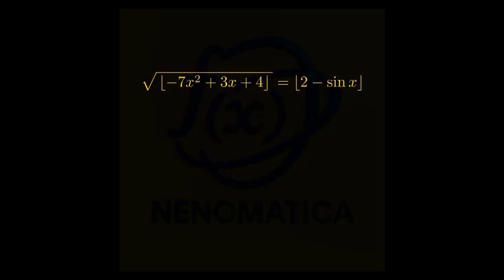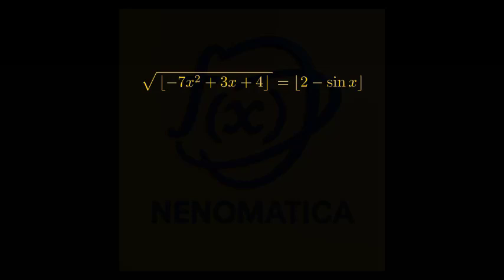In this lesson, we will solve the equation: the square root of the floor of negative 7x squared plus 3x plus 4 equals the floor of 2 minus sine of x. We will carefully use domain analysis, floor function properties, and case splitting to find the complete solution set. Step 1. Domain and left side analysis.